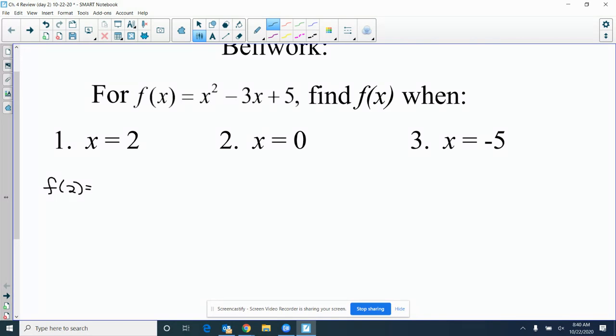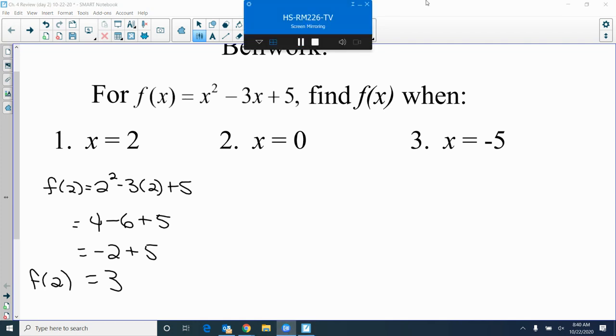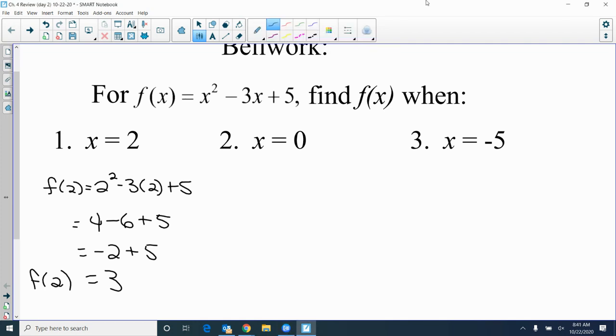F of 2. So when we plug that in, we get 2 squared minus 3 times 2 plus 5. That is 4 minus 6 plus 5. 4 minus 6 is negative 2. So you end up with 3. So you say F of 2 equals 3. Now I know a lot of you just type it in your calculators, but that's the one thing you got to watch. If you mistype it, then you don't know whether you're wrong. Sometimes it's good just to go through it mentally.